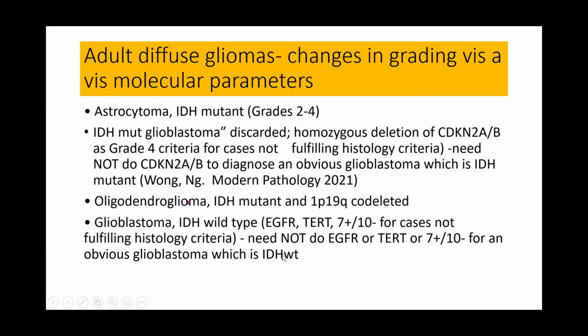In oligodendrogliomas, you just need to see the IDH mutant status and 1p19q co-deletion, which can be exclusive of ATRX. You need not really do 1p19q co-deletion if ATRX is retained. In glioblastomas IDH wild type, you need to look for EGFR, TERT, 7 plus and 10 minus. You need not always do these alterations in a tumor which is histopathologically like a glioblastoma. So any tumor which is slightly high grade and IDH wild type, you can look for EGFR, TERT, 7 gain and 10 loss.